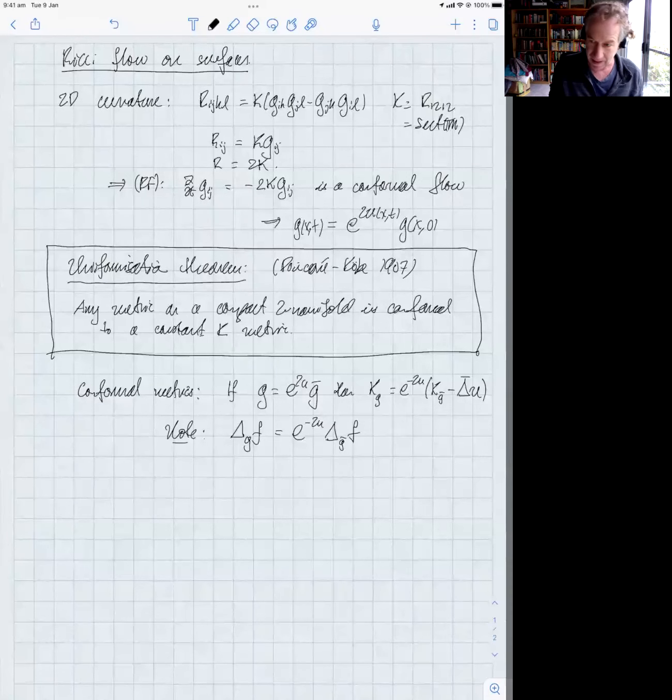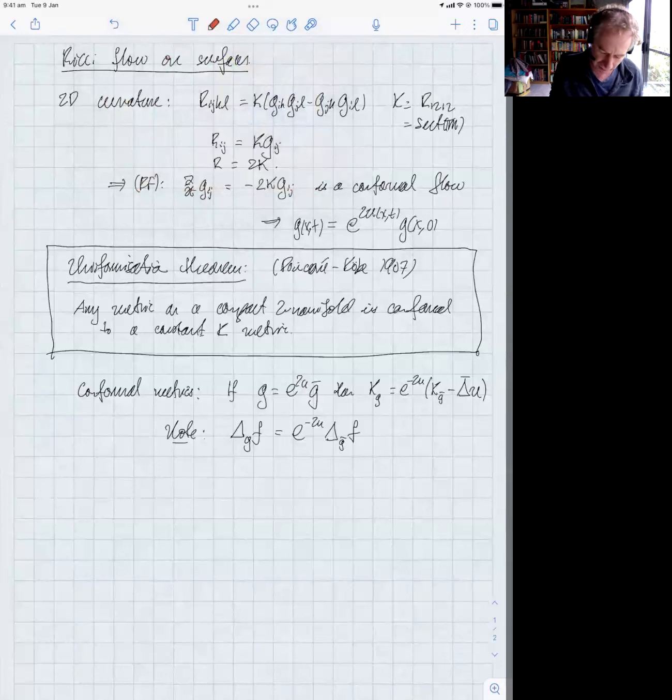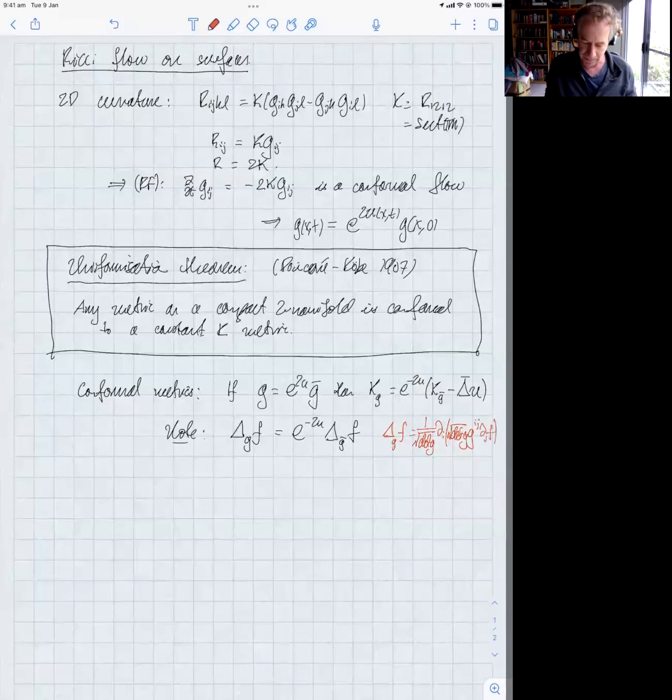And you can see that by looking at the expression for the Laplacian in local coordinates. So the Laplacian of f with respect to some metric, I can write as 1 over the square root of the determinant, let's just say in any local coordinates, determinant of the metric times the ith partial derivative of square root determinant times G inverse ij times the jth partial derivative.